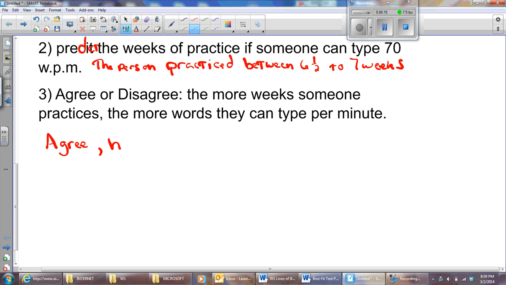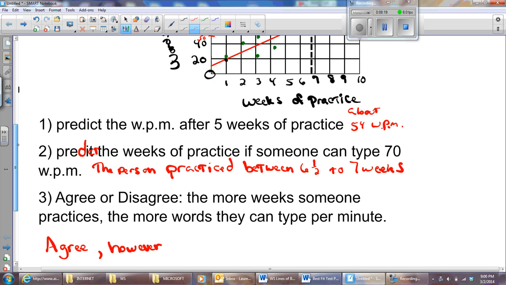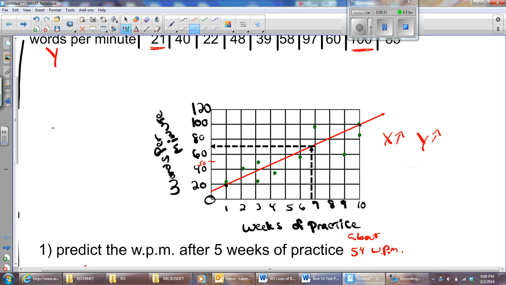However, now ask yourself, is it 100% true? If a person has more weeks of practice, does it guarantee that they will type faster? And I would say no.